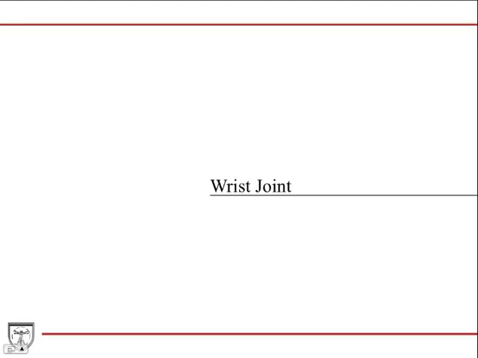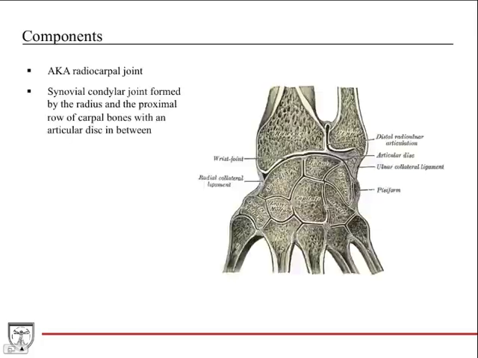All right, so now we're going to talk about the components of the wrist joint. It's also known as the radiocarpal joint, and that has to do with the bones involved in this articulation. It's a synovial condylar joint formed by the radius, shown here, and the proximal row of carpal bones, which would be shown in here. This articulation has an articular disc in between. So a disc shown here in between.